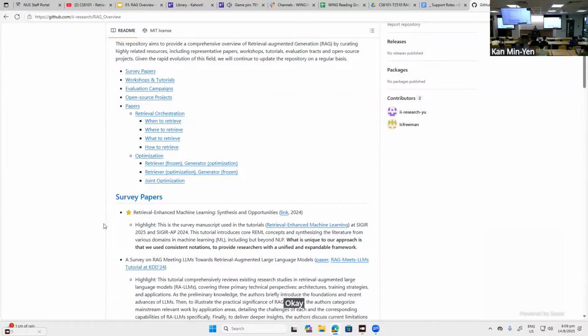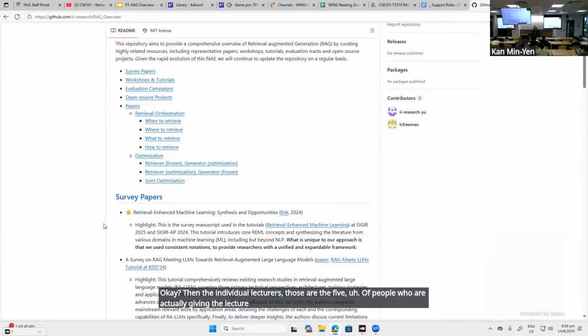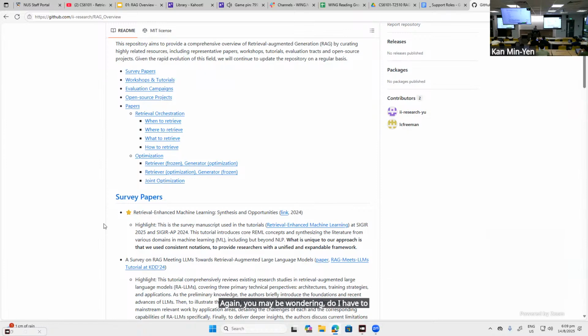So there's a coordinator. That coordinator will prepare the scaffolding: for example, copy the slide template, name it appropriately, assign people to sections, and get their profile pictures so they can be on each section part. Then the individual lecturers, the 5 people who are actually giving the lecture, make their sectional slides. Again, you may be wondering, do I have to come up with the slides myself?